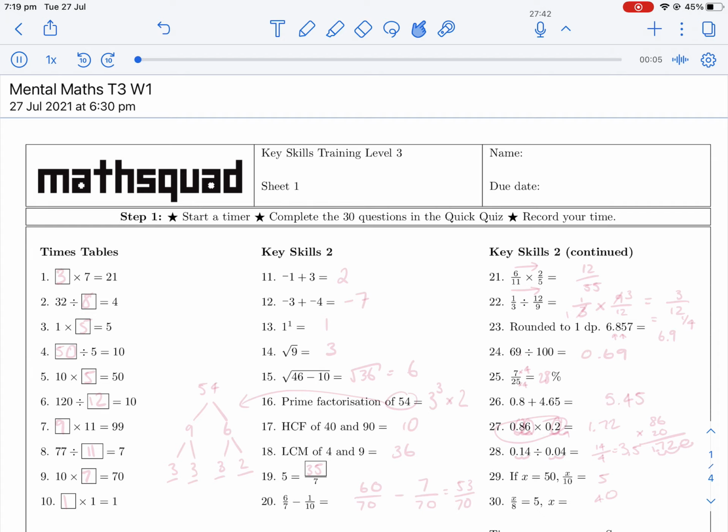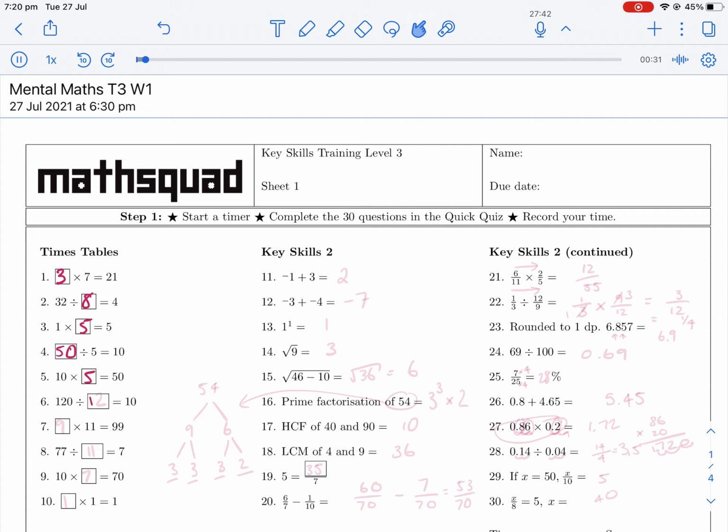Okay, right? Let's go through the solutions for our mental maths. 3 times 7 is 21. 32 divided by 8 is 4. 1 times 5 is 5. 50 divided by 5 is 10. 10 times 5 is 50.